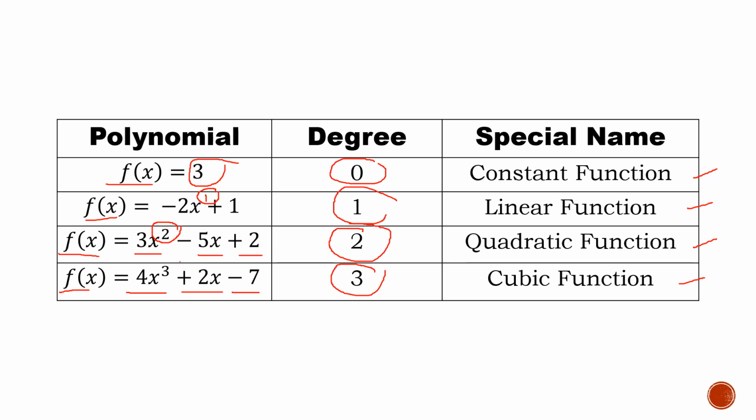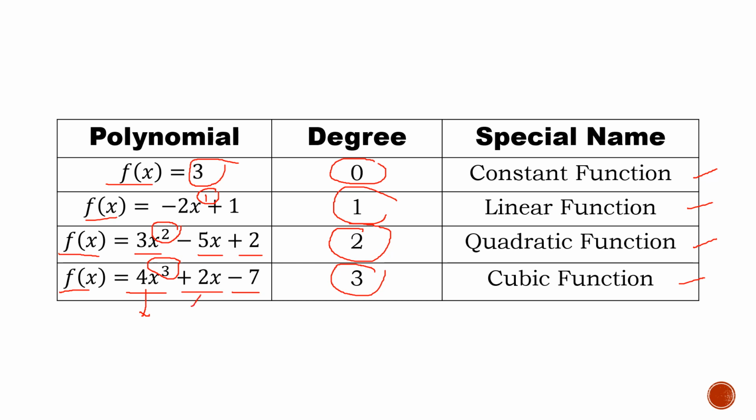In your leading term, your highest exponent here is equal to 3, wherein this will be your leading term, which is your 4x. So the exponent now attached to your x must be equal to 3 before you consider that this given function is a cubic function.